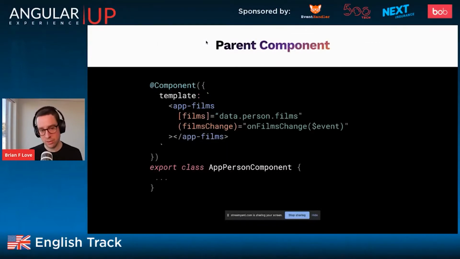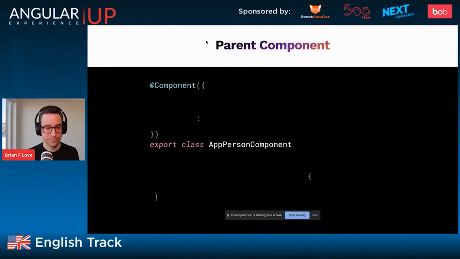Let's take a look at the code for this. So here's my parent component, if you will, that has the app-films component in its template. And so we can see that app-films has an input binding for a films property, and it's expecting that to be an array of film objects. It also has a filmsChange output emitter, and that is going to pass along an event object, and it's going to invoke the onFilmsChange method.